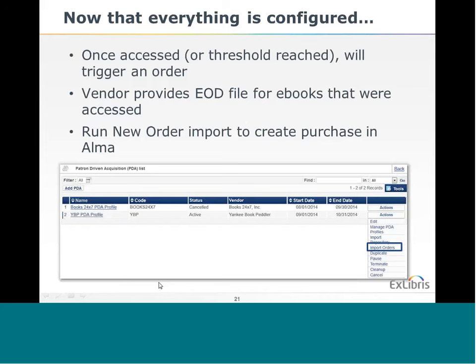The vendor at that point may provide you with an EOD file, an embedded order data file for ebooks that were accessed. At that point, you would then run for the PDA profile, under Actions, New Order Import, and you'll do that by clicking on Import Orders. And that will create the order information, so in other words, PO lines in ALMA.